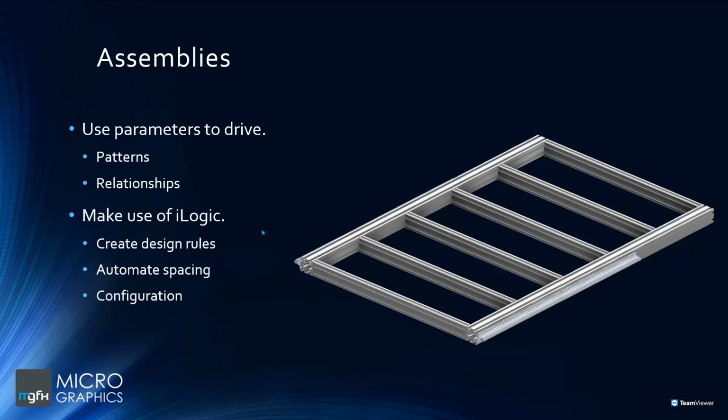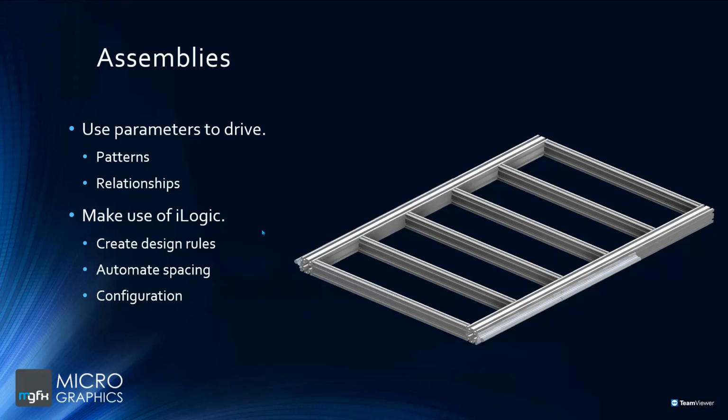Relationships as well, joints and constraints can also be driven with those parameters from that skeletal model. So think about how you can use that information to automate a little bit of the design. And if we want to take design automation a step further, you can make use of iLogic. I'm not going to go into iLogic for this webinar, but we've had previous webinars for iLogic. You would be able to create design rules that specify that the spacing between these cannot be larger than, let's say, 300 millimeters, and it would automatically increment the number of cross members required.